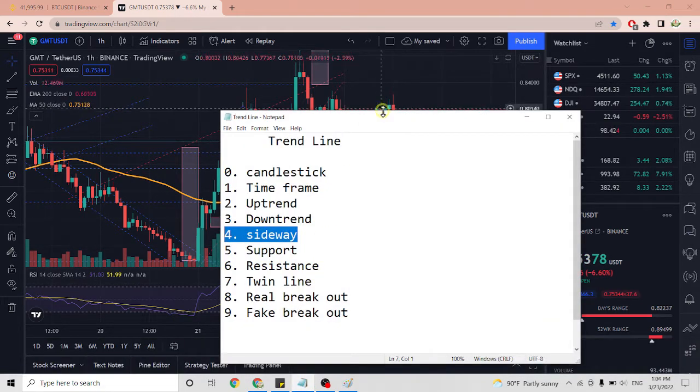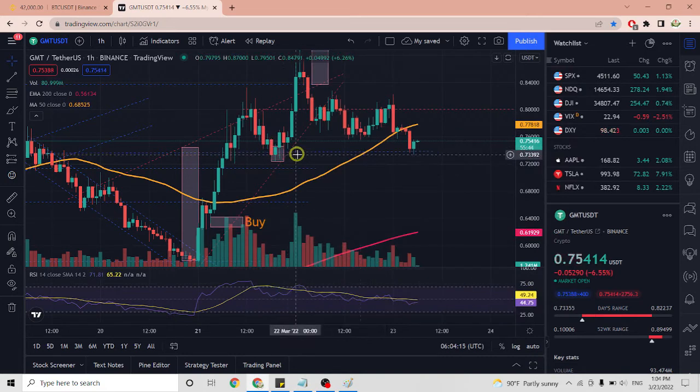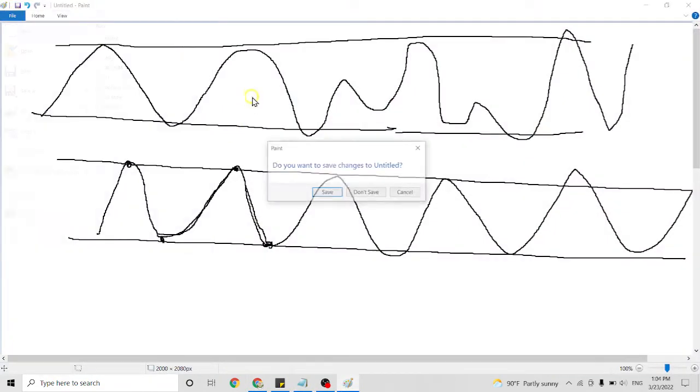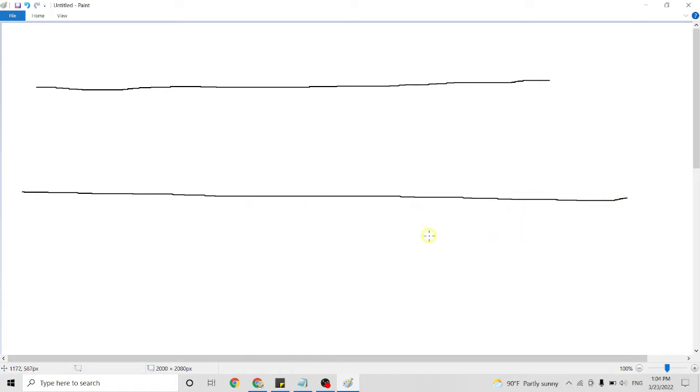And another one is support. What is support? Okay, I will tell you both. What is support? What is resistance? Suppose I draw another. Example, the graph comes like this.